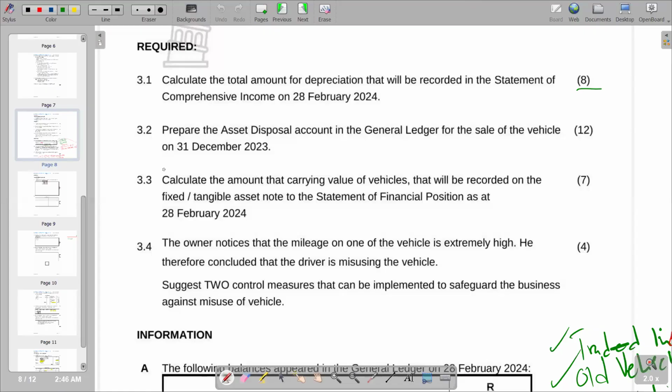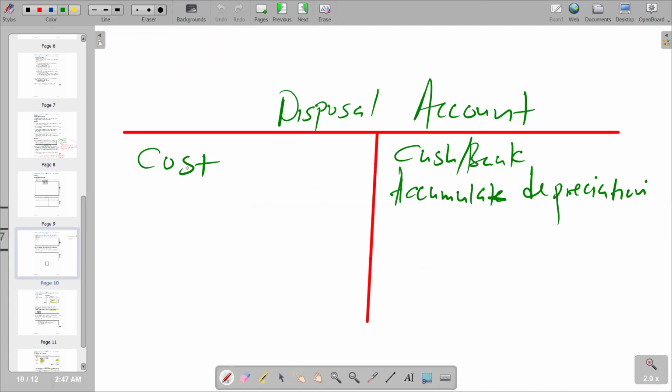For the second part of the question, it requires you to prepare the asset disposal account in the general ledger for the sale of the vehicle on 31 December 2023. That is our 12 months. So all the preparation of our disposal, of the asset that is being disposed, you put it on the debit side. The proceeds of the disposal, that is going to come through cash or bank, we put it on the credit side, depending on how we are going to receive it.